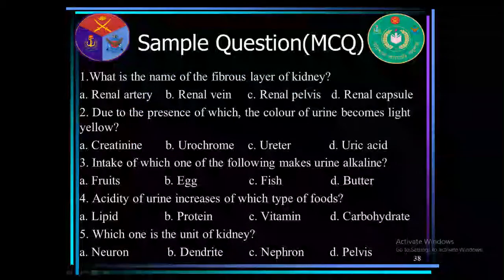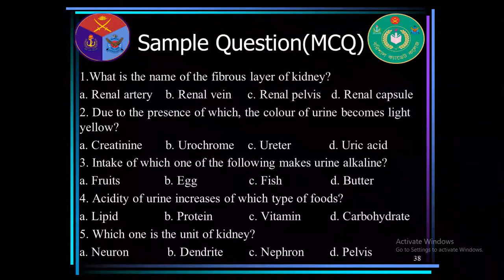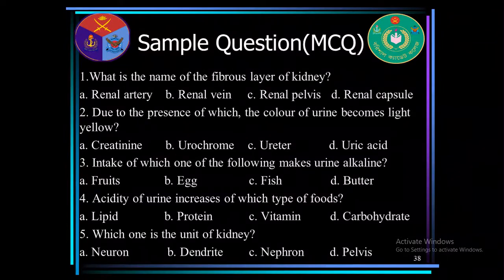Okay, boys, your sample questions. First question: what is the name of the fibrous layer of the kidney? Renal artery, renal vein, renal pelvis, renal capsule. Which one is correct? Number D, renal capsule. Number 2, due to the presence of which does the color of urine become light yellow? Creatinine, urochrome, ureter, uric acid. The answer is B, urochrome.